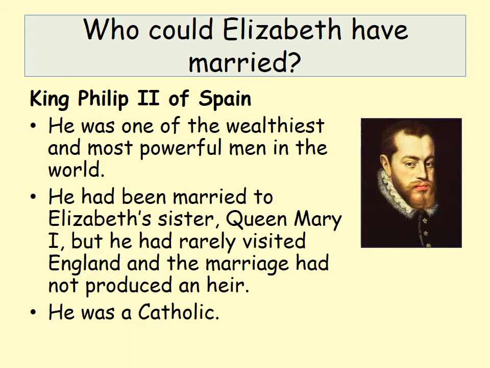She could have married King Philip of Spain. After all, he'd been married to her sister Mary, but she decided not to. And he'd rarely visited England during the marriage to Mary, and it hadn't gone particularly well. And of course, he was a Catholic as well, so that would have thrown into chaos her religious settlement.